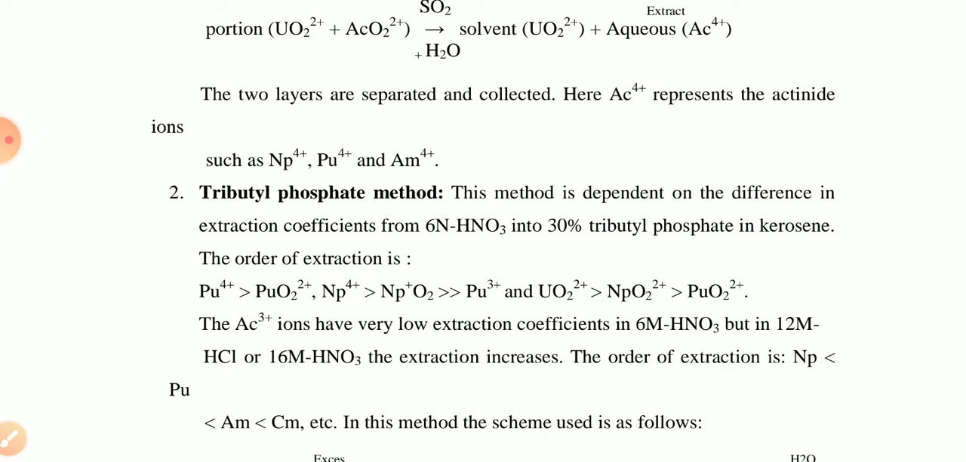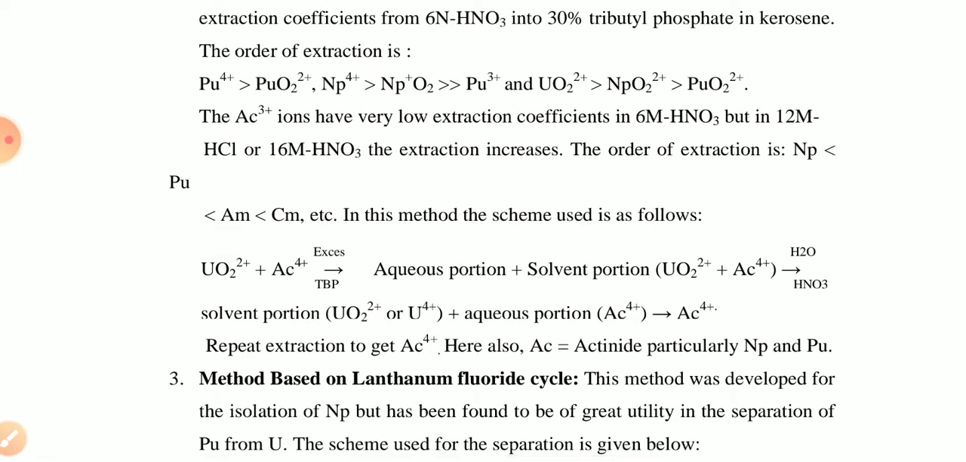This method depends on the difference in the extraction coefficient from 6 M HNO3 into 30% tributyl phosphate in kerosene. So this is the stability order of the extraction of the actinides. You can see here also the extraction order of the actinides.